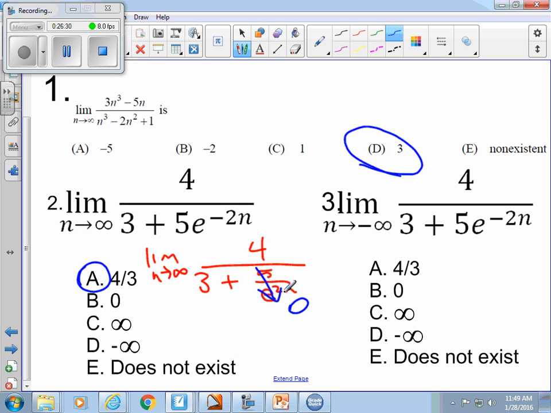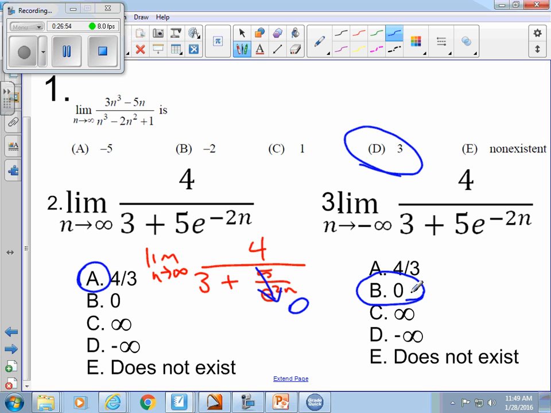Okay, let's look at the other one. Does it behave differently? Yes, because what happens to a negative times a negative? Positive. So this one, this thing gets really big, right? So I'm dividing by a huge number, which gives me 0.